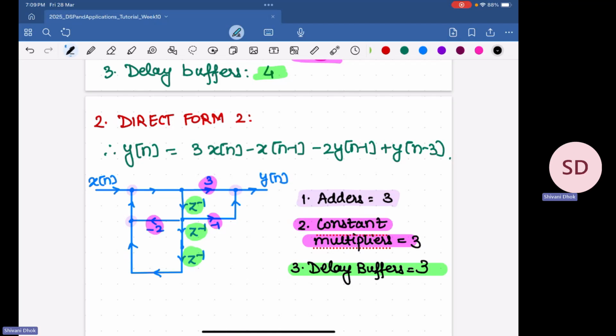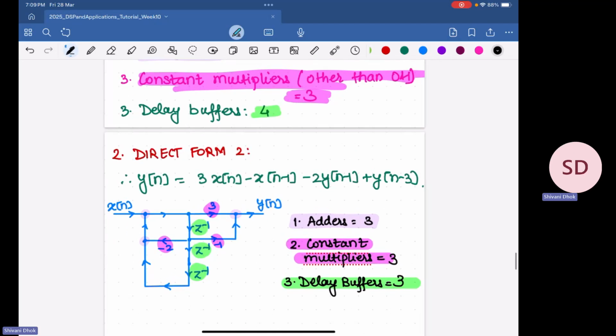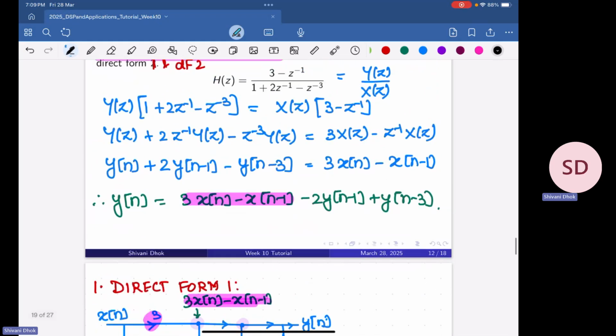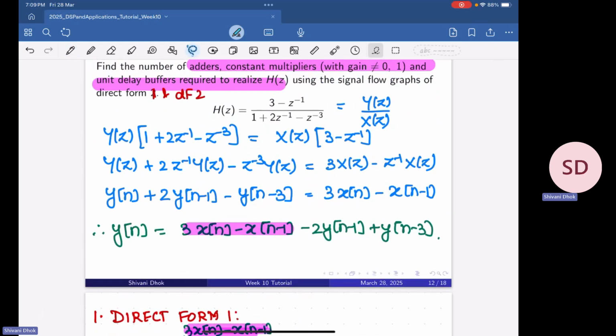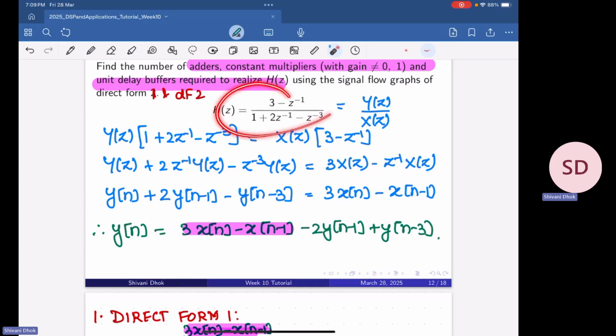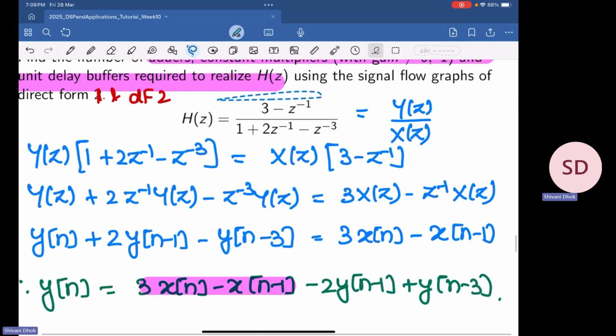Okay, if there are no questions, then before moving ahead, I will give you a few tricks on how to get your direct form 1 and direct form 2. For that, you don't have to do all of this business. You can simply observe the given system function and use it. Just a minute, I'll take a screenshot of this.